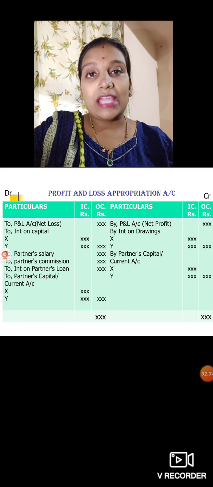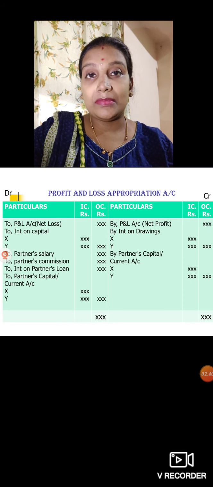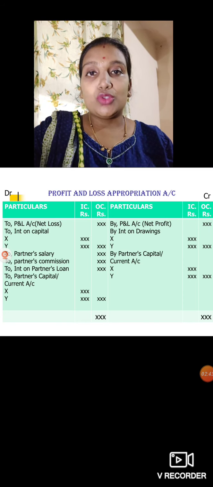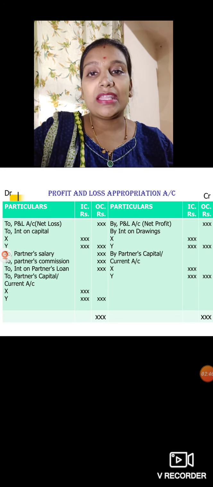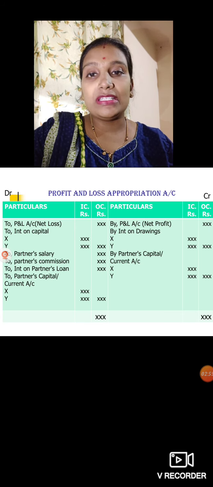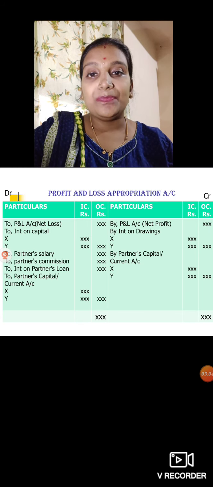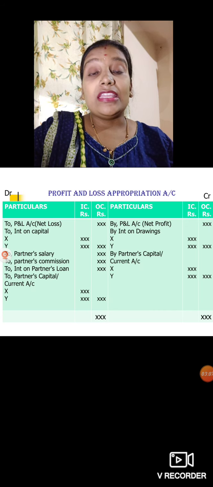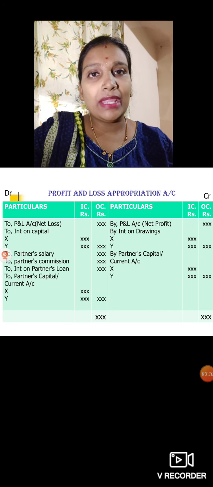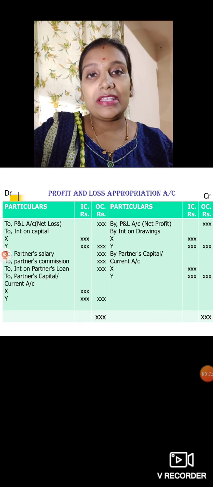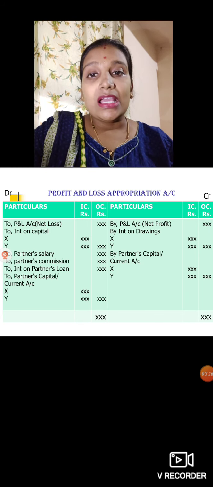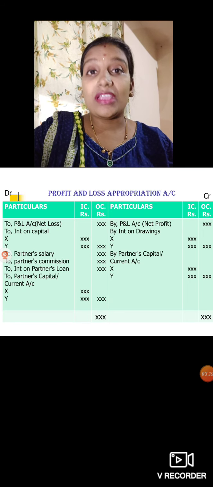Interest on capital: as a partnership firm you have to pay the partners interest on their capital investment, so it will be debited here. How many partners you have, that many partners you should write here. Then if you are paying any salary to your partners, it will also be debited to partners salary. If you are paying any commission to your partner, that also will be debited, to partners commission. If you have taken any loan from your partners and you have to pay interest on it, that also will be debited to profit and loss appropriation account. These are all the things which you are giving to your partners.